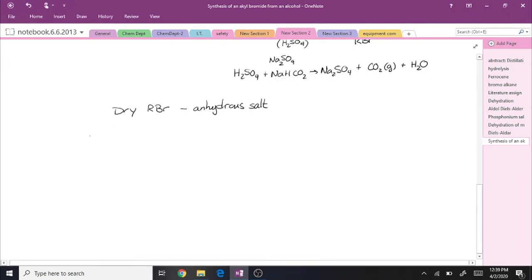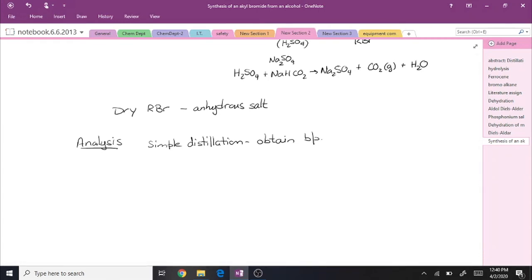And then, of course, the final step that we have is the analysis of the product. Again, we want to determine what we have. There are several things we can do. One, you can do a simple distillation of at least a portion of the product. Don't need to distill the entire amount, since all we're trying to do is obtain the boiling point. Since the boiling point is characteristic of the alkyl halide that you have, we can use that to identify that alkyl halide. Another technique is infrared spectroscopy, or IR spectroscopy.